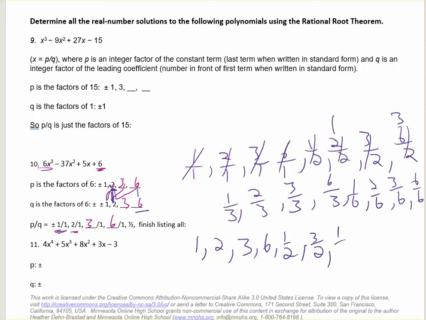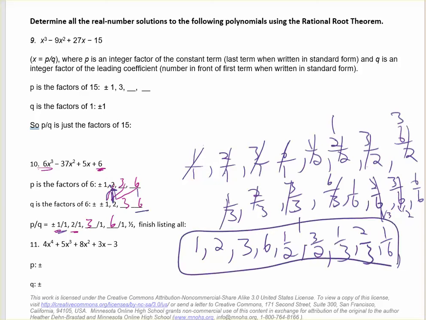Okay, 1 over 3. 2 over 3. 3 over 3 simplifies to 1. I already have that. I don't need to write it again. 6 over 3 simplifies to 2. I already have that. I don't need to write it again. 1 over 6. 2 over 6 simplifies to 1/3. Do I have that? Yep, I have that. 3 over 6 simplifies to 1/2. Do I have that? Yep, I have that. And 6 over 6 simplifies to 1, and I already have that.